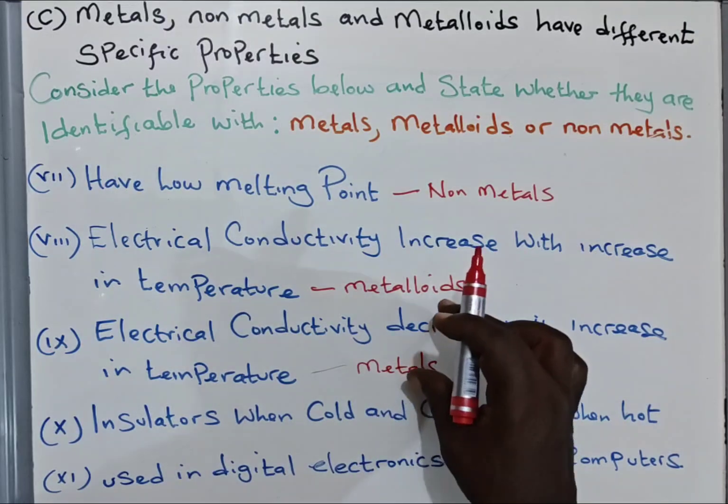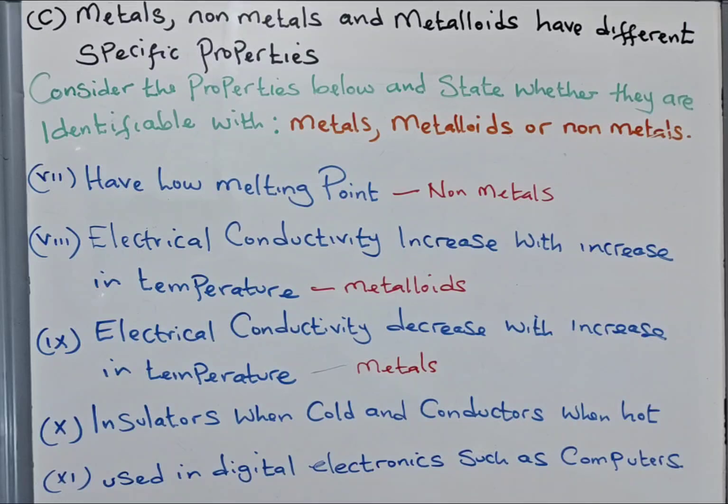Now, these two properties must be taken seriously. Actually, it's one of the identified differentiating factors between metals and metalloids. Electrical resistance of metals decrease when temperature increases. That is opposite to metalloids. For metalloids, when you increase temperature, their electrical conductivity increases. So that must be taken seriously. It's a point which is liked by most of the examiners.